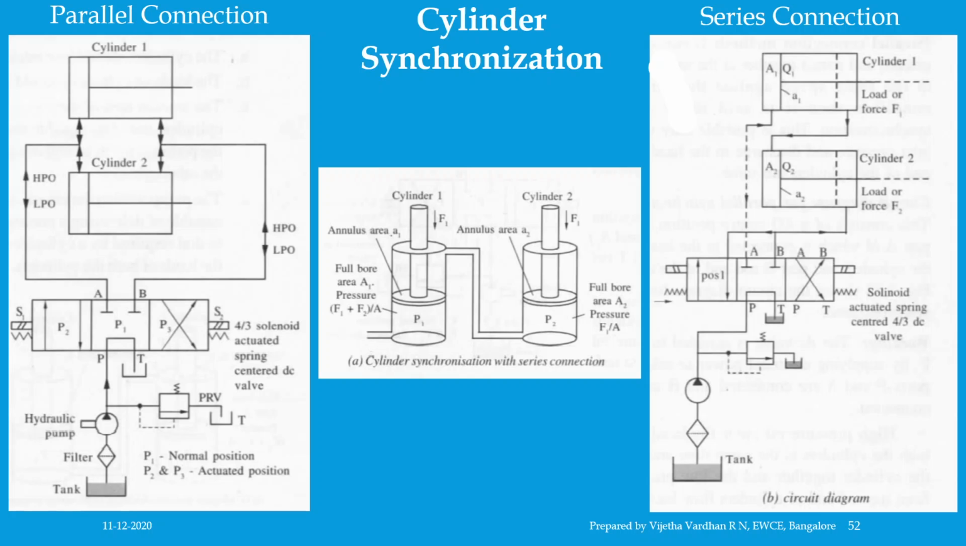The fluid on the head end of the cylinder during retraction is diverted into the tank via the directional control valve through the ports A and T. Thus, the cylinders in series are synchronized.